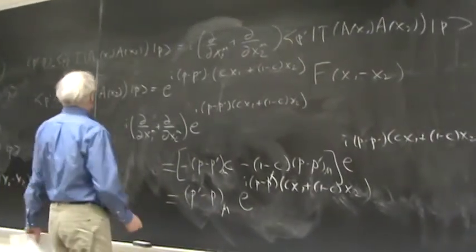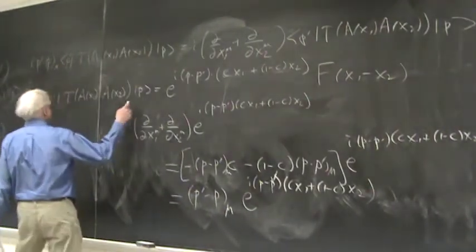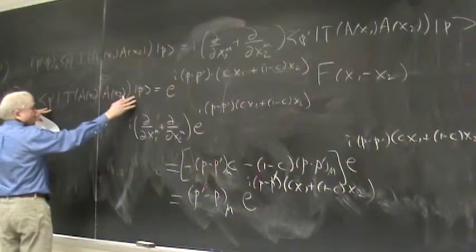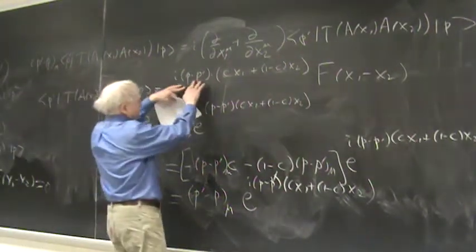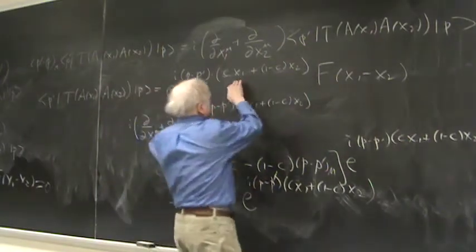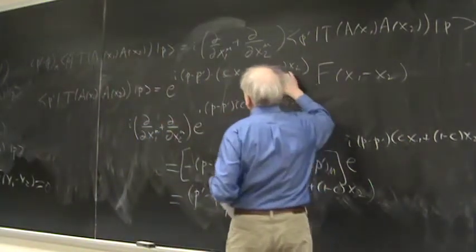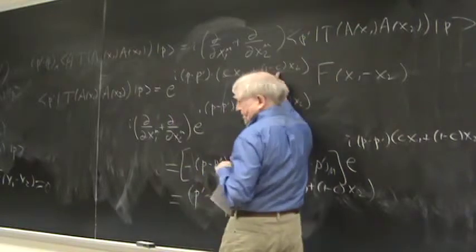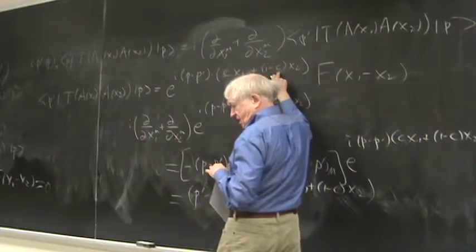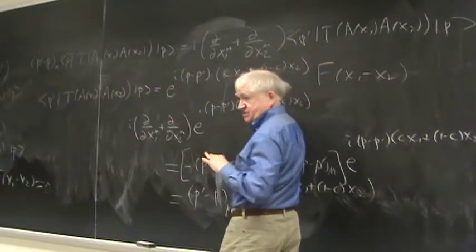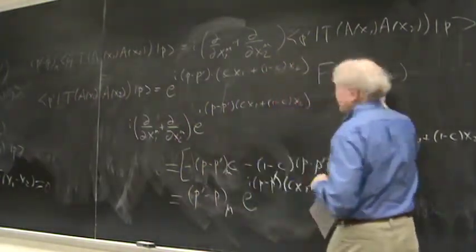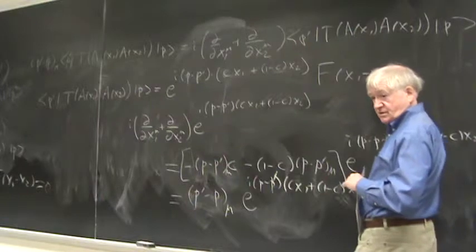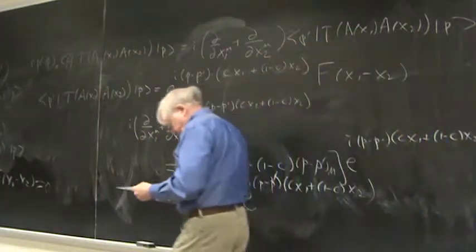All right, so in other words, the time-ordered product between two momentum eigenstates is of the form e to the i p minus p prime, a linear combination of the coordinates but such that the sum of the two coefficients is unity, and then a function of the difference.